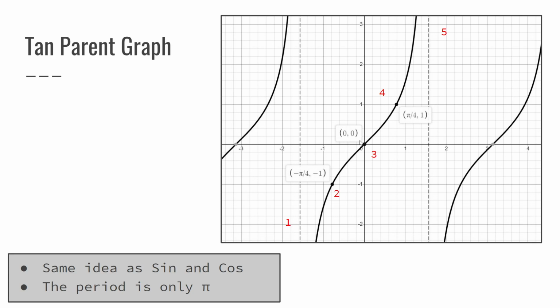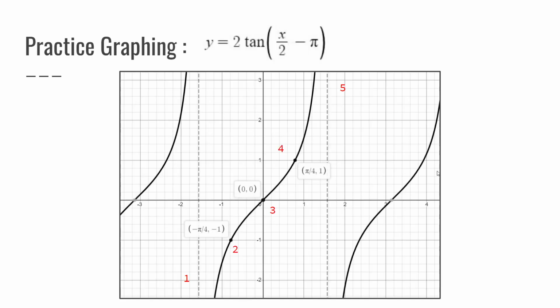And the other points are right here in the middle, which is 0, 0, and pi over 4 comma 1, negative pi over 4 comma negative 1. And it's that period of pi, right? So if we start at negative pi over 2, we go to pi over 2 because that is a period of pi. So that's basically the gist here. So let's practice graphing 2 times the tangent of x over 2 minus pi.